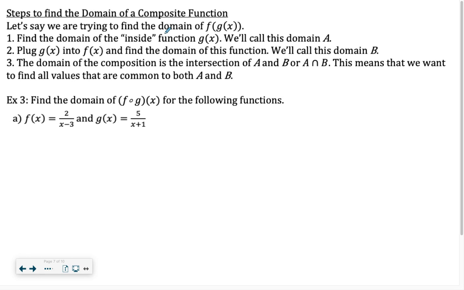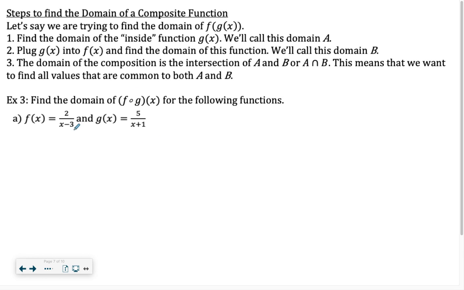Now, the domain of the whole thing, the composition, is the intersection of A and B. What that means is we want all values that are common to both of those domains that we just found. And we practiced that in part 1. But we didn't add the notation onto that. This kind of looks like an N, right? This is our notation for the intersection of two sets, all right?